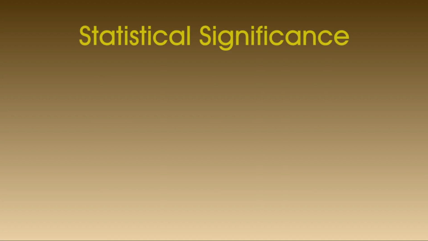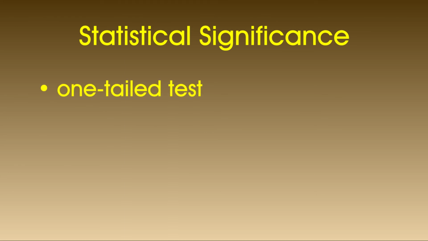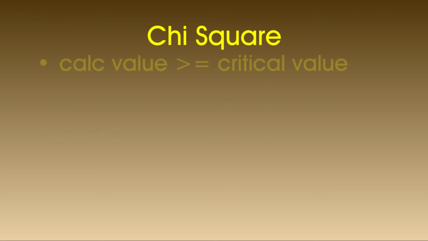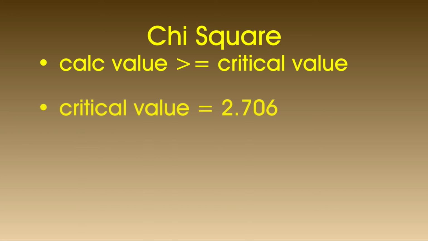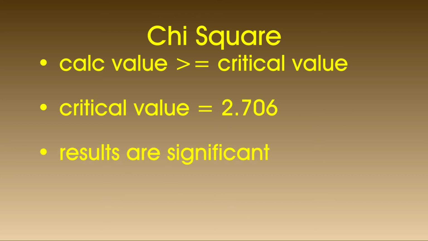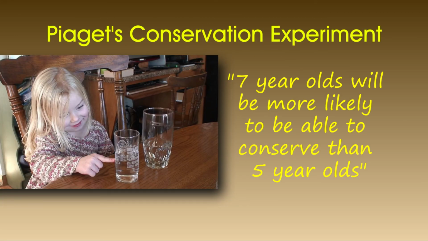We now need to discover if this result is statistically significant, and to do this we need to consult the critical value tables. Remember, we're doing a one-tailed test and we've already calculated our degrees of freedom as 1. In chi-square, the calculated value must be greater than or equal to the critical value in order to be significant. The critical value is 2.706. Therefore, our results are significant. We can reject the null hypothesis as evidence has been discovered to support the hypothesis that 7-year-olds are much more likely to be able to conserve than 5-year-olds.